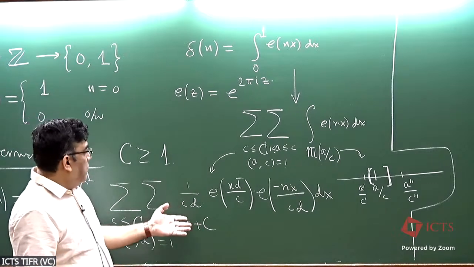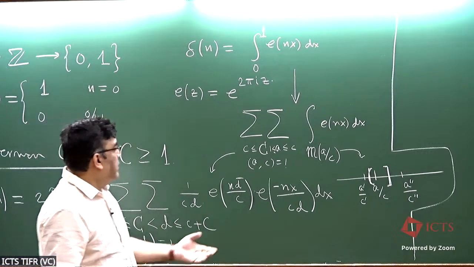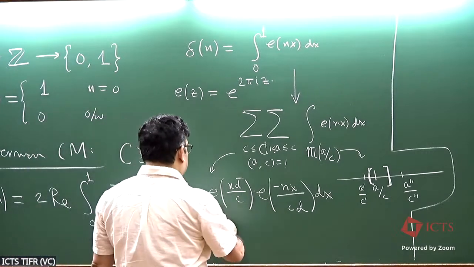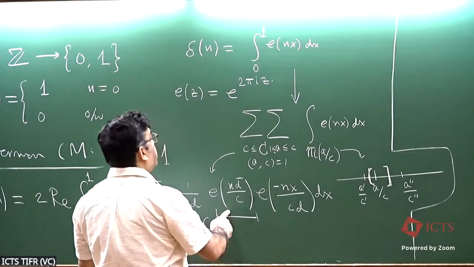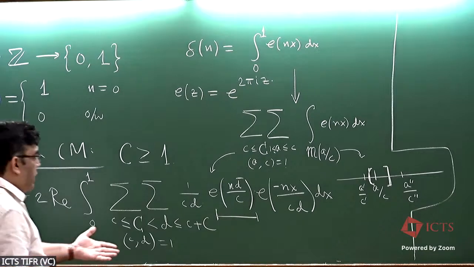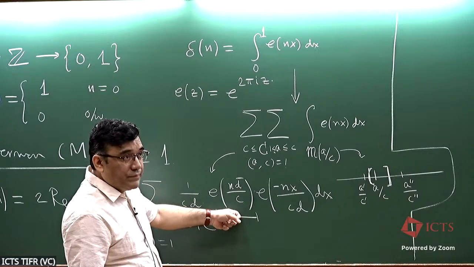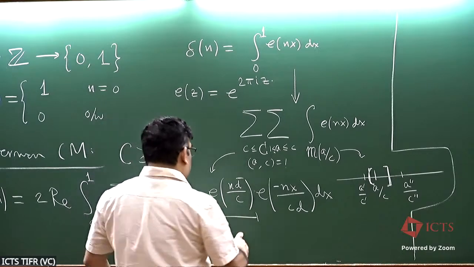So you have 1 over cd, which is kind of balancing the number of terms over here. And then you have a trigonometric function over here. This is e to the power 2 pi i n d-bar over c. This is arithmetic because it only depends upon the congruence class of n modulo c and nothing else. So this part I will call the arithmetic part.